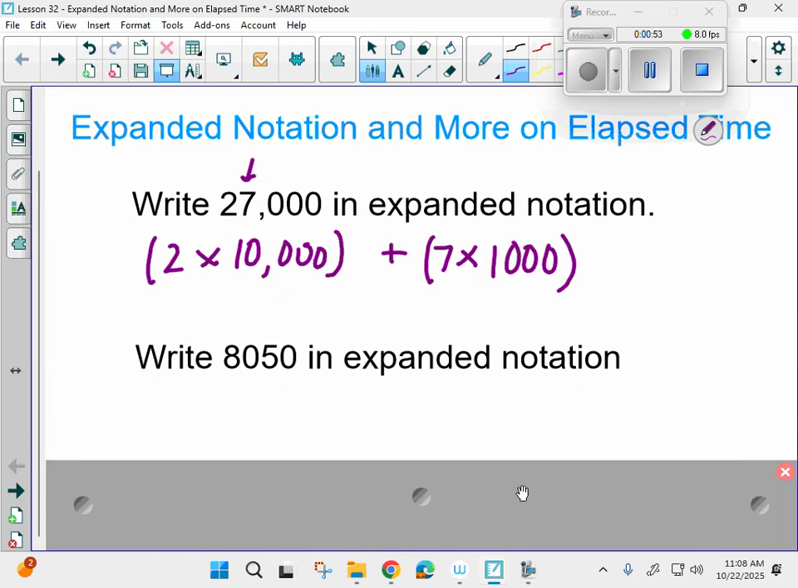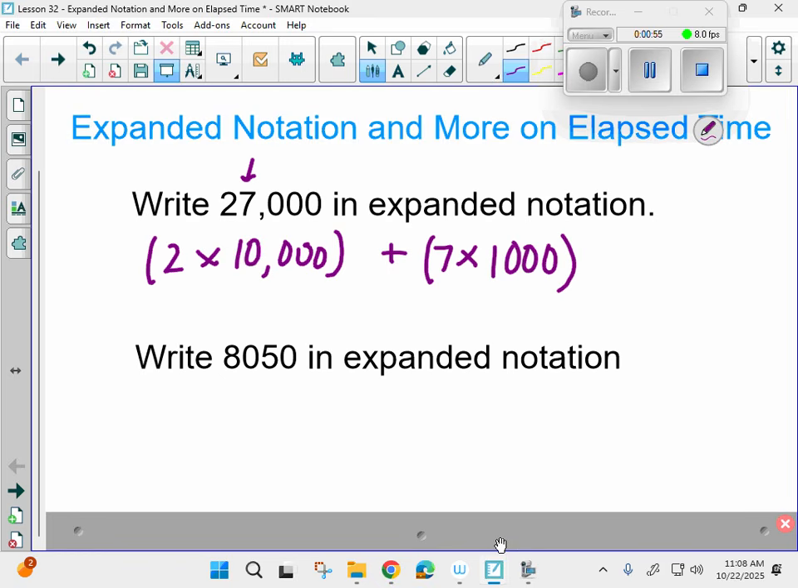Let's try this one. 8,050 in expanded notation. So everyone, the 8 is in what spot? What place? Everyone. The thousands. So I'm going to do 8 times 1,000 plus.